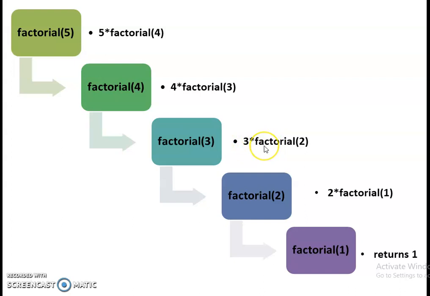Now 3 into 2 is 6. Now factorial 3 will return 6 to it. Now 4 into 6 is 24. Now factorial 4 will return 24 to here. Now 5 into 24 is 120. So final value it is going to return is 120, right?